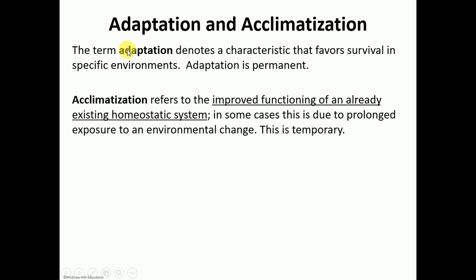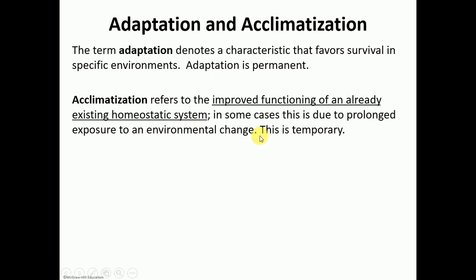For example, if you go to a tropical area where it is really hot and there's lots of sun, in order for your body to acclimate to all of that sun, you start getting a tan. That tan is your body protecting you from the extra sun exposure, but it is a temporary change. It improved the functioning of an already existing homeostatic system. You already have melanin, but your body increased the production of melanin in order to protect you from all of that extra sun. Again, this is a temporary change. It is reversible.